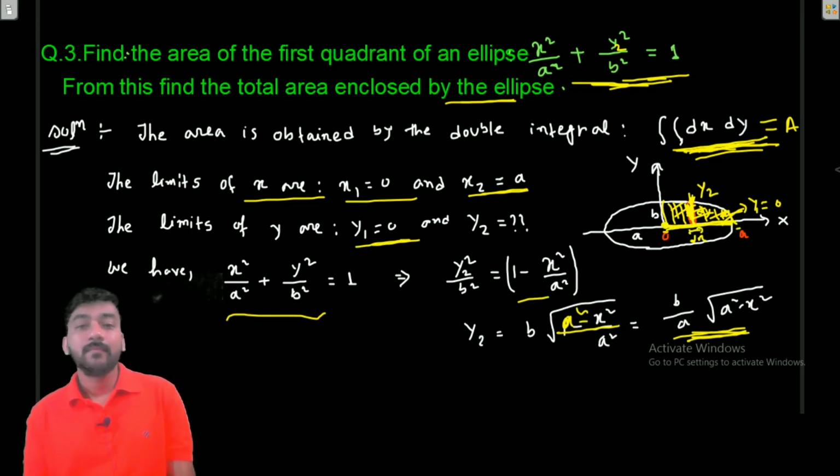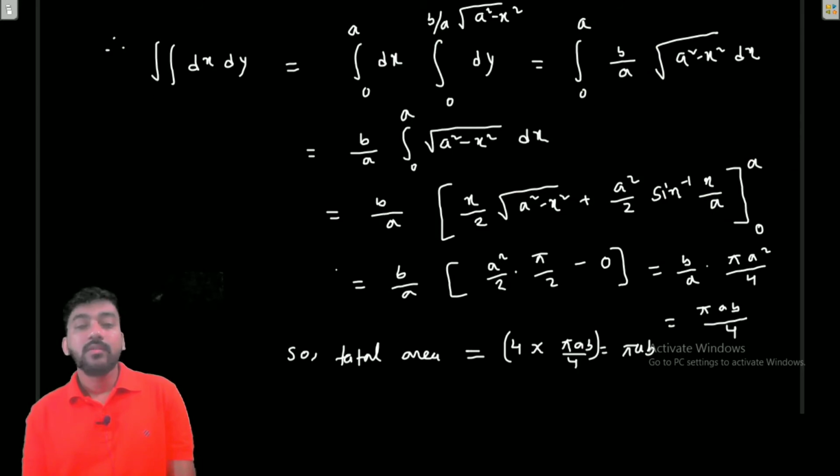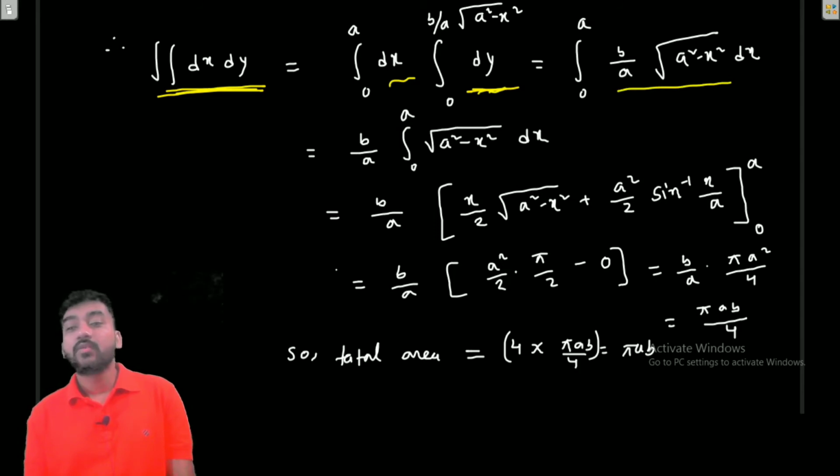Now you can easily do the integration of dx dy. For x the limit is 0 to a, and for y it is 0 to b by a root a square minus x square. We first integrate dy, which gives y, and putting in the limit it will be b by a root a square minus x square. Now dx is there, so this is the integration of root a square minus x square dx. It is totally converted to a function of x and a single integration.